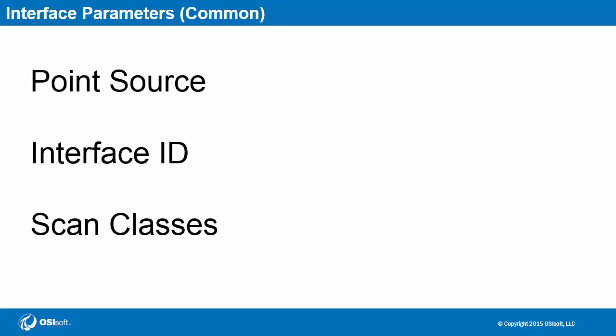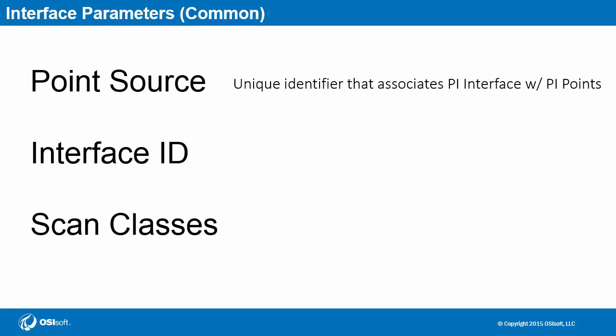When it comes to configuring PI interfaces, there are a common set of parameters. First, point source. This is a string of letters and/or numbers that identifies the PI interface. It also combines with the interface ID to associate with the PI points that it's responsible for updating. Our PI interfaces, for example, have a point source of OPC, which gives an indication as to what type of PI interface they are.